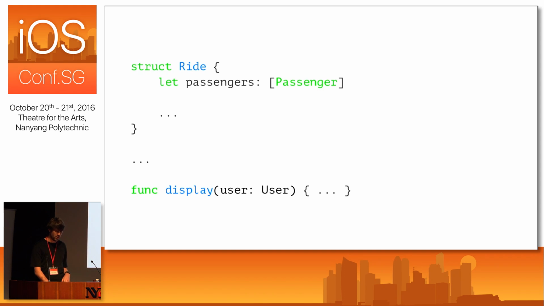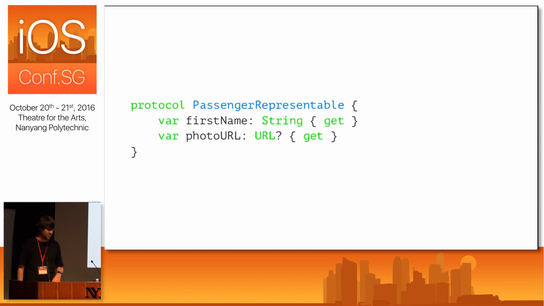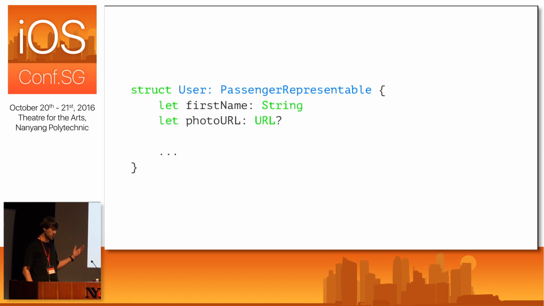So this is where we pull in a protocol to encapsulate this information. We define some protocol like PassengerRepresentable, named that way because this is the interface necessary to be shown as a passenger in our UI. Then we add these two simple properties for our use case. We make our User struct conform to that.